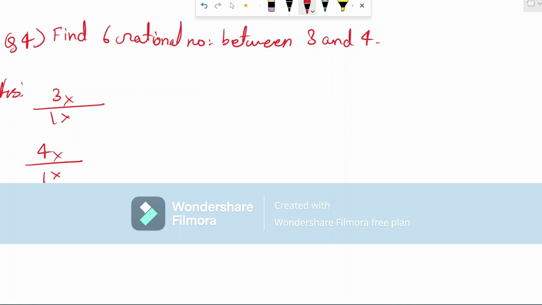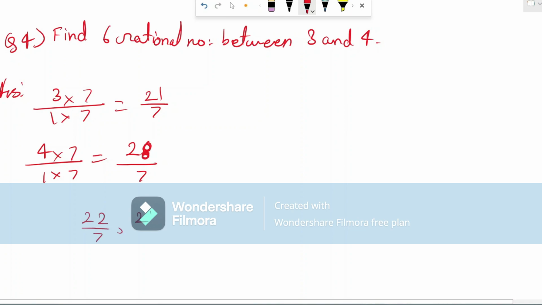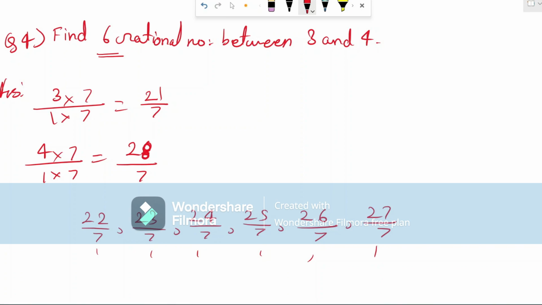Now, let's think. 7. 7 3s are 21 upon 7, and this is going to be 28. Sorry, 28 upon 7. Right. So 22 upon 7, 23 upon 7, 24 upon 7, 25 upon 7, 26 upon 7. How many did he ask? 6. 1, 2, 3, 4, 5, and one more. 27 upon 7. Okay, we got it. We have 6 in total. So this is our answer.